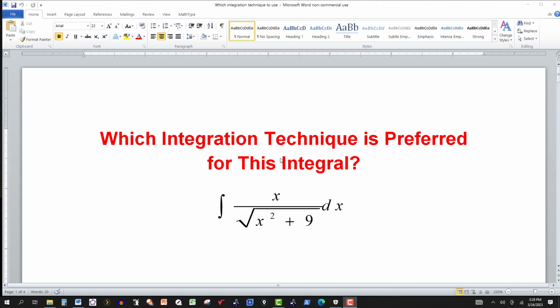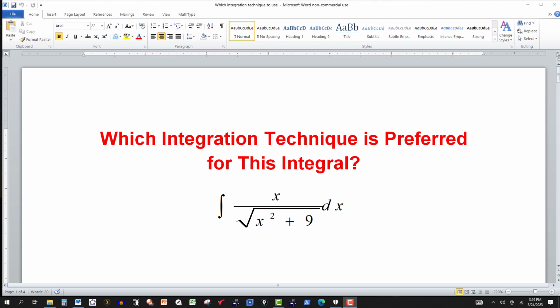So for this problem here, first we need to decide which integration technique we want to use to evaluate this integral. So you can pause the video here, decide which method you're going to use, and go ahead and solve it, and then I'll come back.